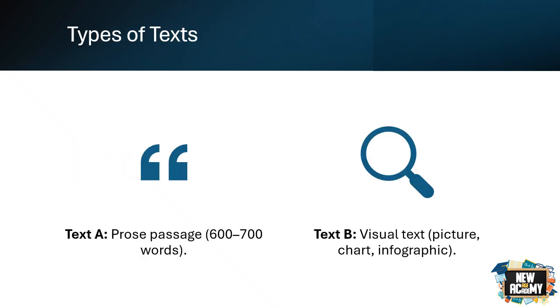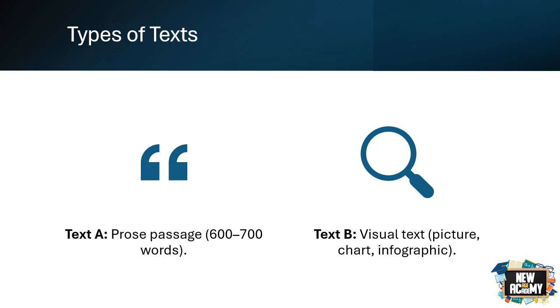As we move forward, we're going to focus on the types of text. As you can see there, text A is a prose passage, which is usually 600 to 700 words. And then there is text B, which is usually a chart, infographic, or pictures. This means that you need to be able to read both words and images critically.